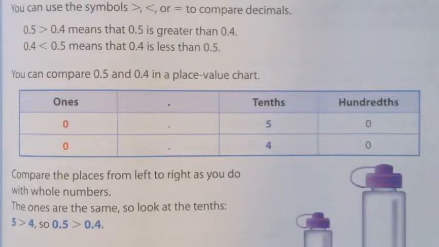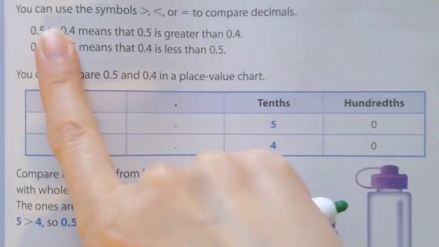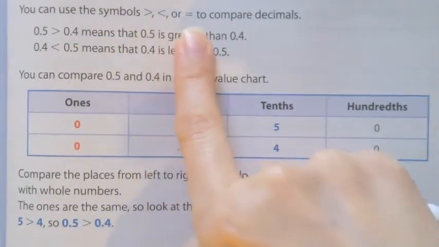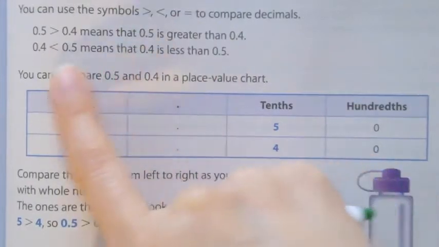All right, I'm going to do a quick pause so I can show you something. All right, so we're going to take a look, and we know that we're using greater than, less than, or equal to compare our decimals.